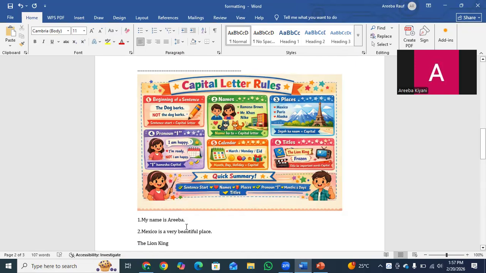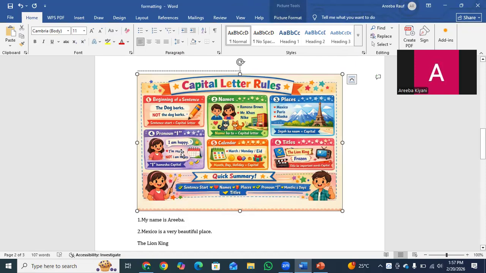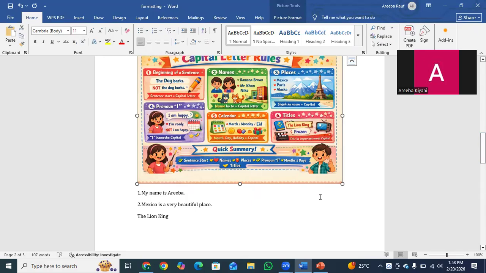And the next one is pronoun. Like I am happy, I want to eat this. We also keep the pronoun I always capital. And the next one is calendar. Like we have month names, we have days name. We can keep the start of the word always capital, like January, February, March. We can keep the word J in January capital.